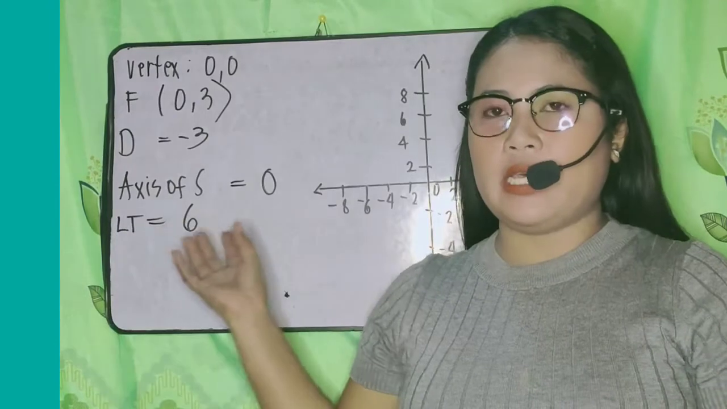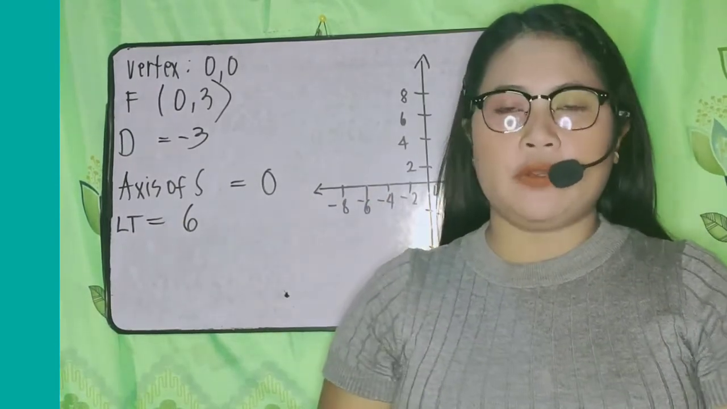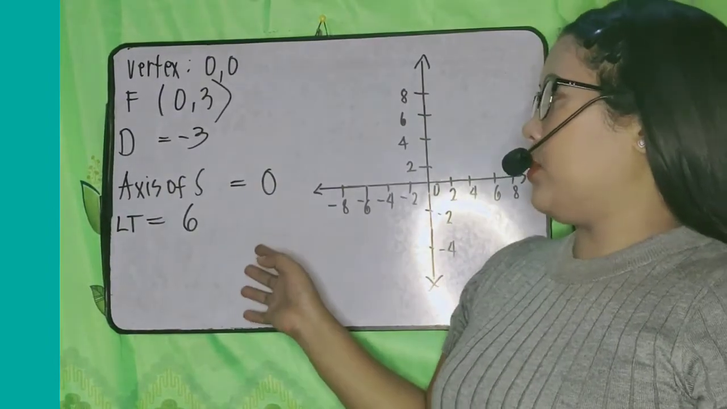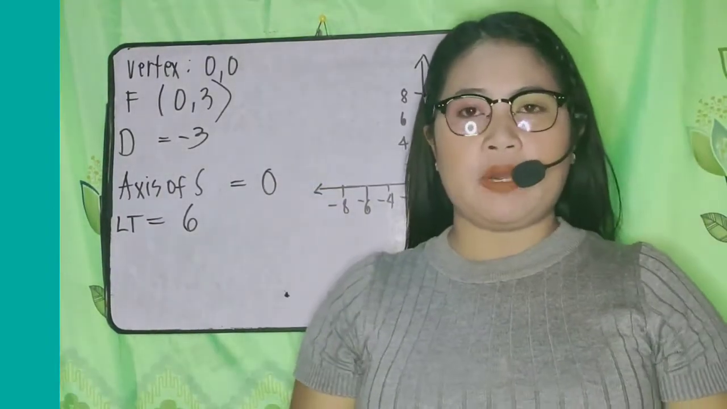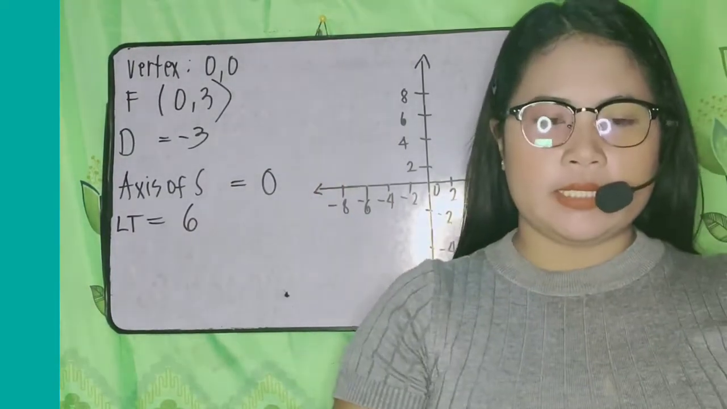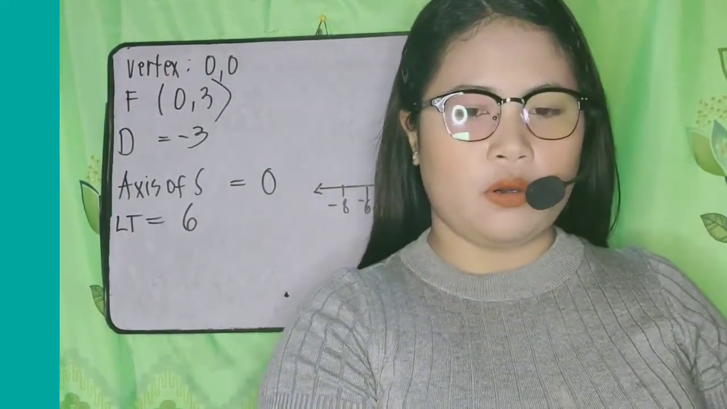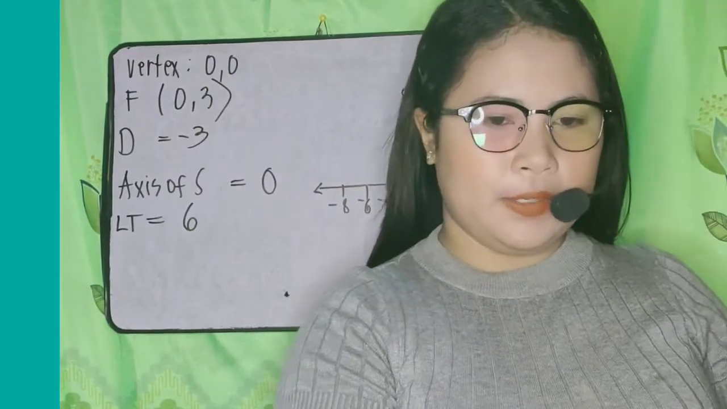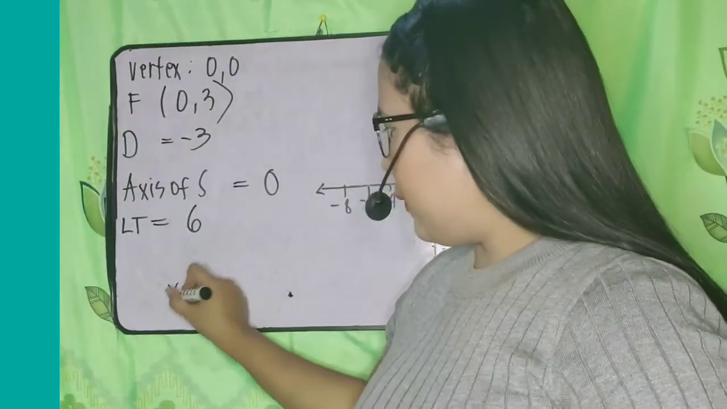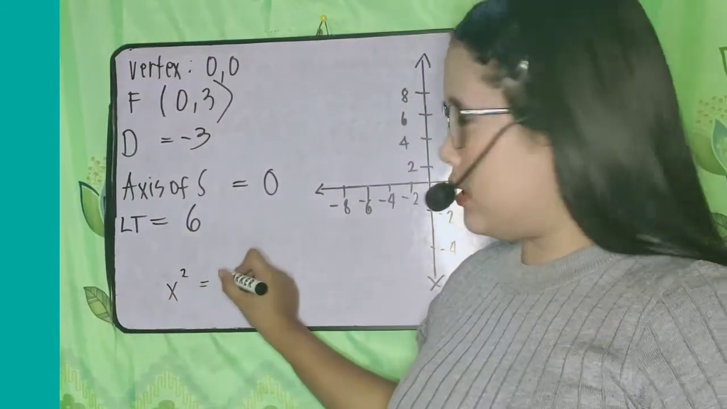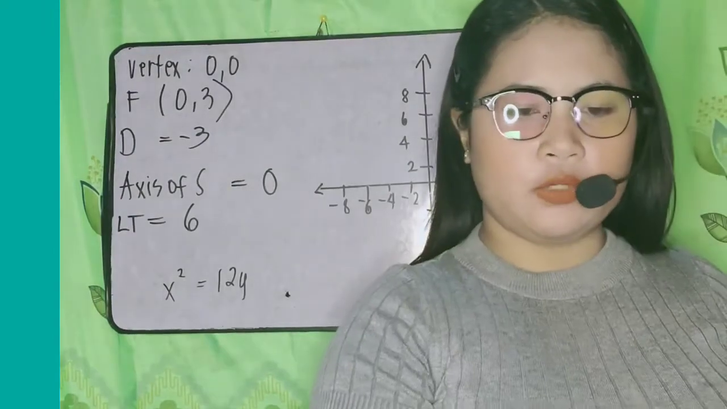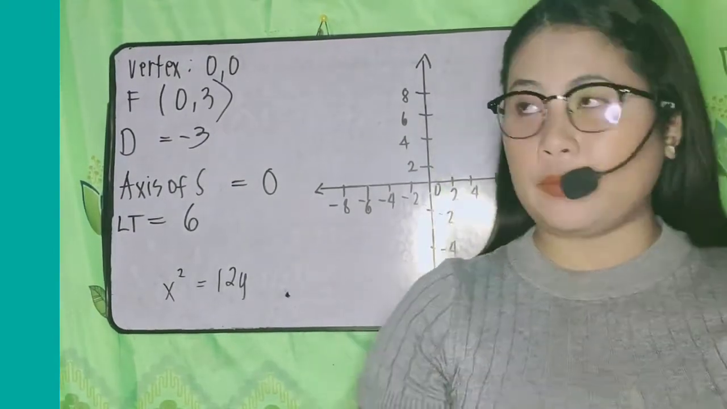After this, I am going to proceed to our lesson for today. Let's use our previous example, since I just want to show how to plot it. Our problem is x squared equals 12y, where we already solved for the given points.